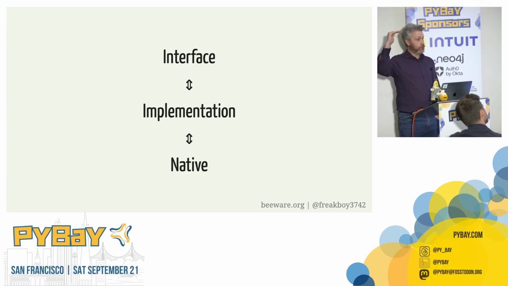The interface then talks to a second standardized API, the implementation. There's an implementation for each individual platform. So Toga Cocoa for macOS, Toga iOS, Toga Android, and so on. And then there's the native layer, the actual native APIs.